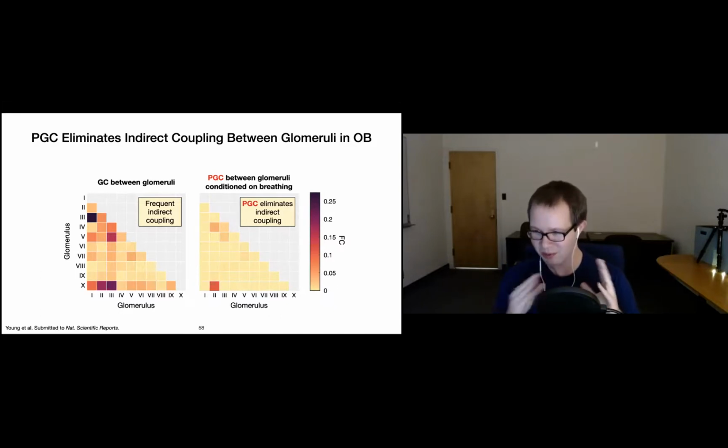And so this tells us that we need to be very careful when we're studying relationships in the brain, because we might get a bunch of false indirect connections. And so that's the main result there.